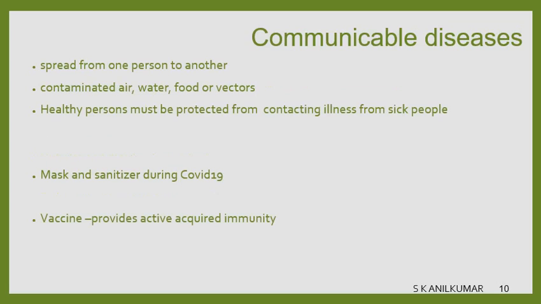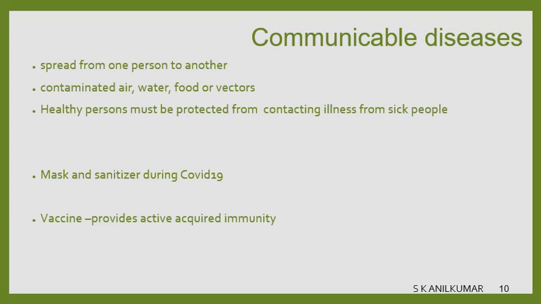What are communicable diseases? They can be spread from one person to another. Mostly contaminated water, air, or food passes them on, or the vectors. Vectors are things that carry the disease. They can be flies, fleas, germs, worms, anything. A healthy person must be protected from contracting this illness from an unhealthy person. So what is one method? Safe social distance. That is why during COVID we said maintain safe distance. Using a mask and sanitizer was encouraged. Why? Because the disease COVID-19 might spread from one person to another.